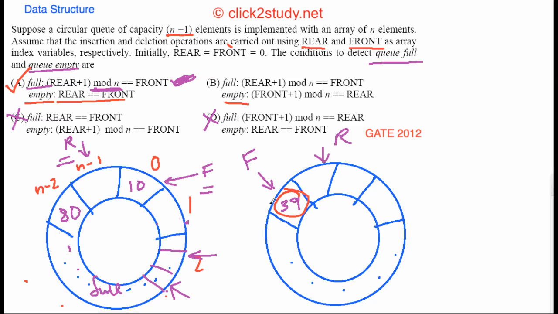Because this is the last element. We kept on removing, and this front kept on moving from here till here and reached here. Let's say it reached here, and you remove this last element, so this front will move here, becoming equal to the rear. So that's the thing.